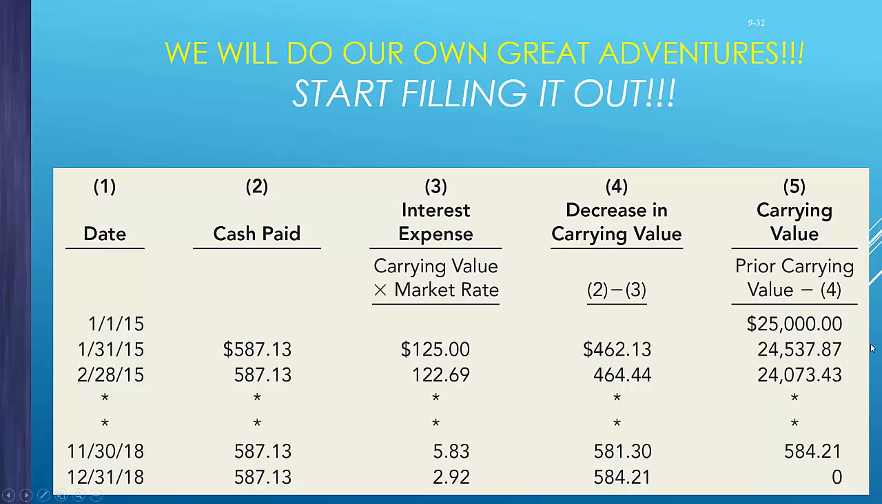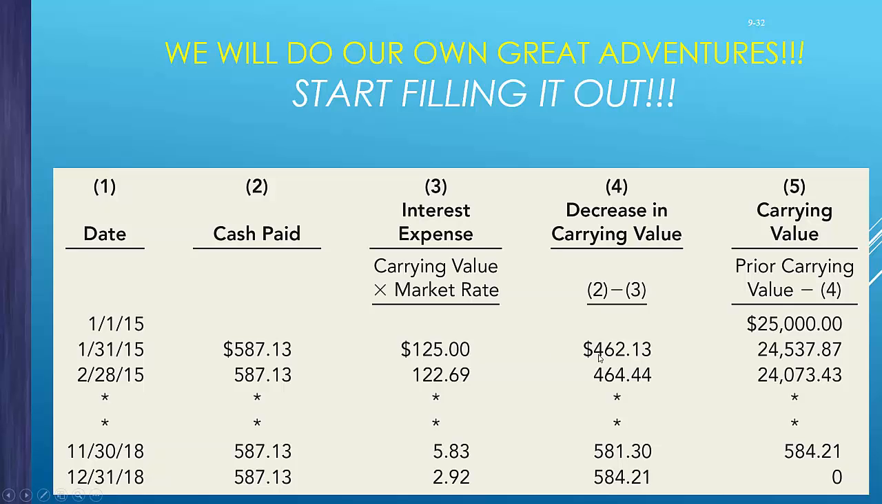So let's say I take out a loan for $25,000, and these are my monthly mortgage payments. So what I do is I say, okay, I took out this much. How much is my interest expense? I take the $25,000 times the interest rate, and I come up with $125.